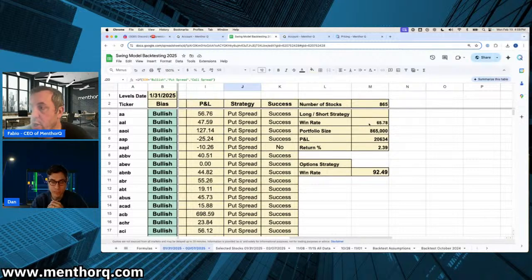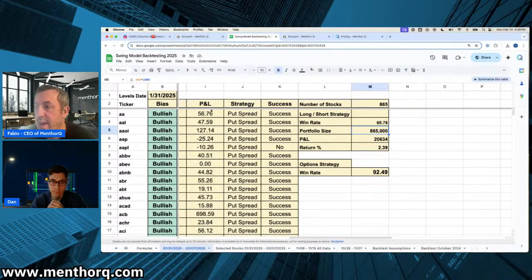So basically, let's go over the results, and then we can go into practical examples. So our long short strategy on 865 companies. We assume that we trade the same amount for every stock. So this is like $1,000 per stock. Obviously, this is just a simple backtest. 865 companies, our portfolio size would be 865,000.